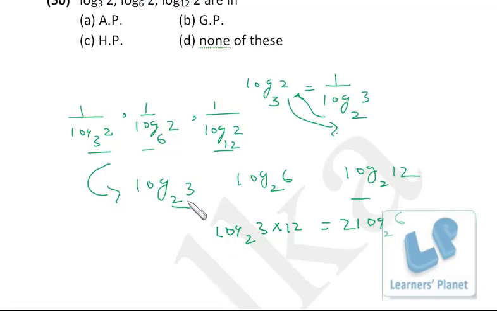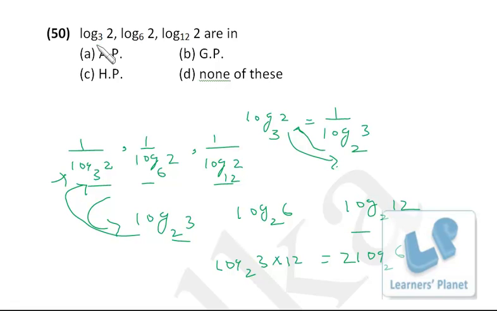Right? That means these three are actually in AP. If these three are in AP, this and this are the same. This can be written like this, like this. So if these three are in AP, then their reciprocals will be in HP. Right? So precisely these three terms are in HP.